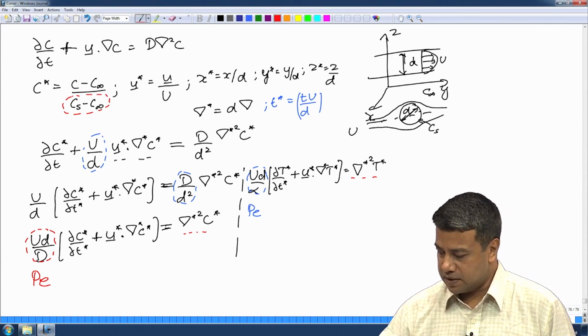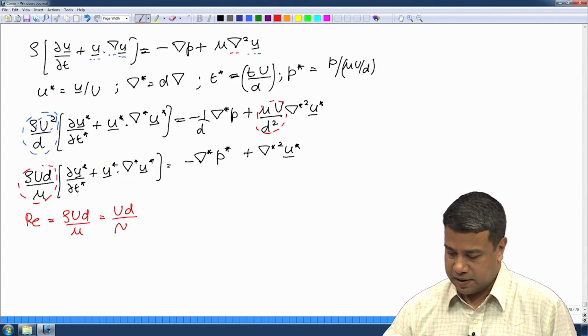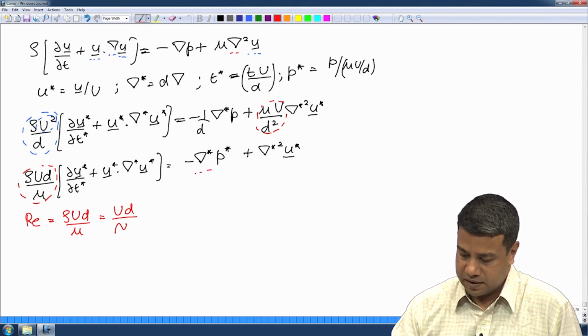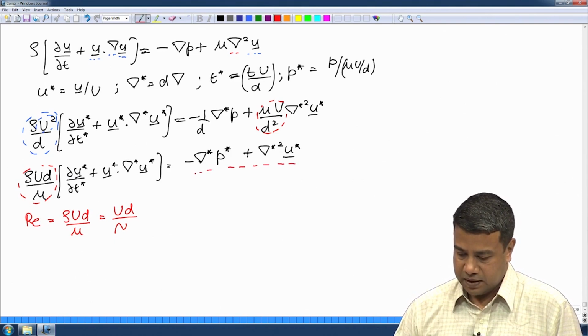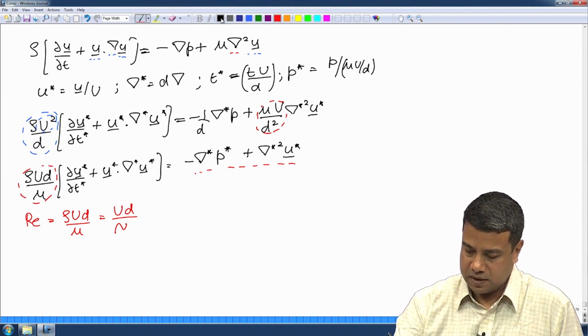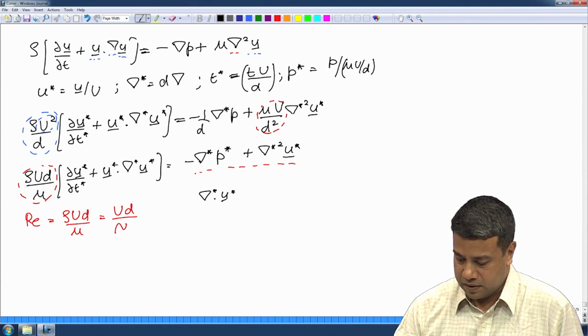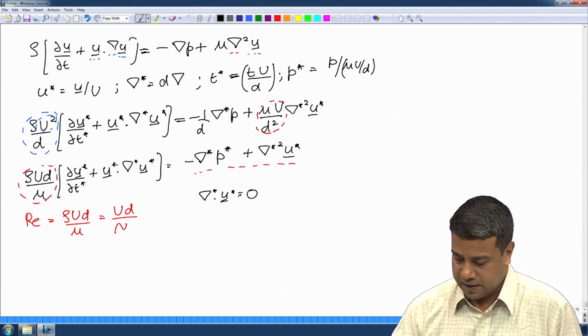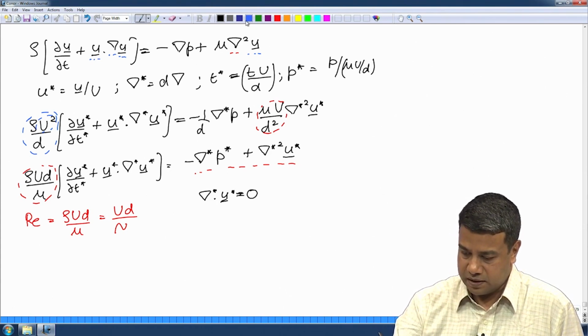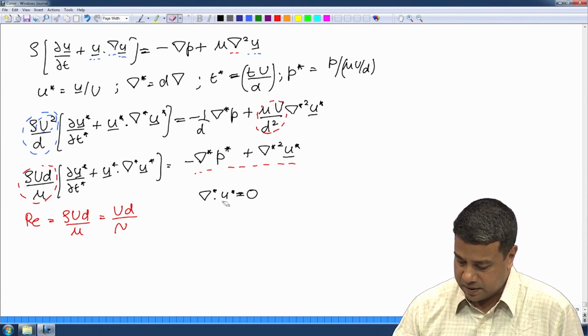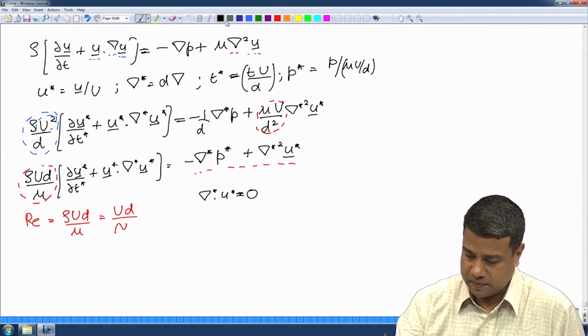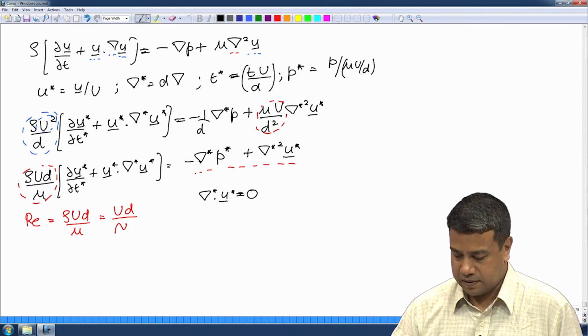In the case of the momentum conservation equation, it is a little more complicated because you have the pressure gradient as well. And this has to be coupled with the mass conservation condition del dot u is equal to 0. But in both cases, the diffusion operator is a Laplacian operator.